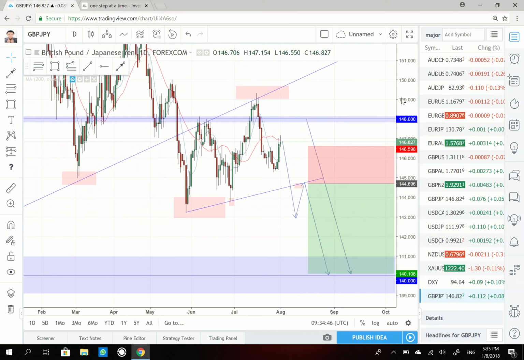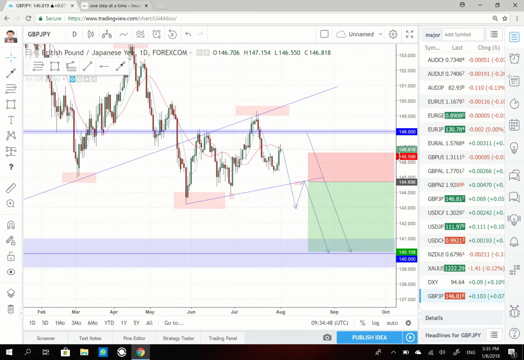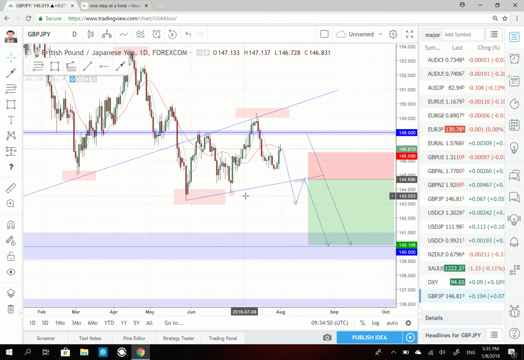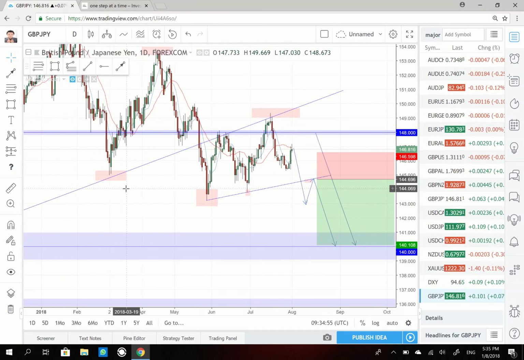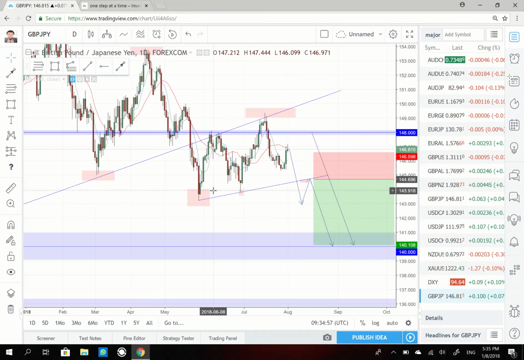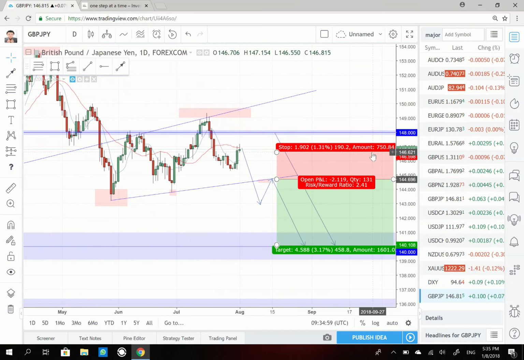So in the coming few weeks, I would be looking to sell this pair, GBPJPY, and that is how I always plan my trades.